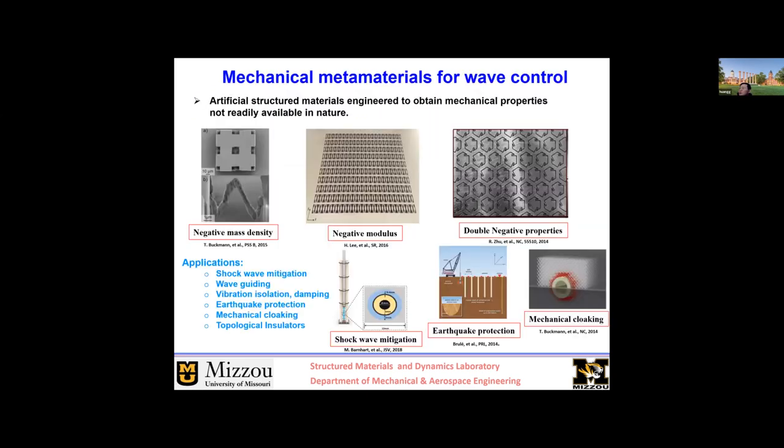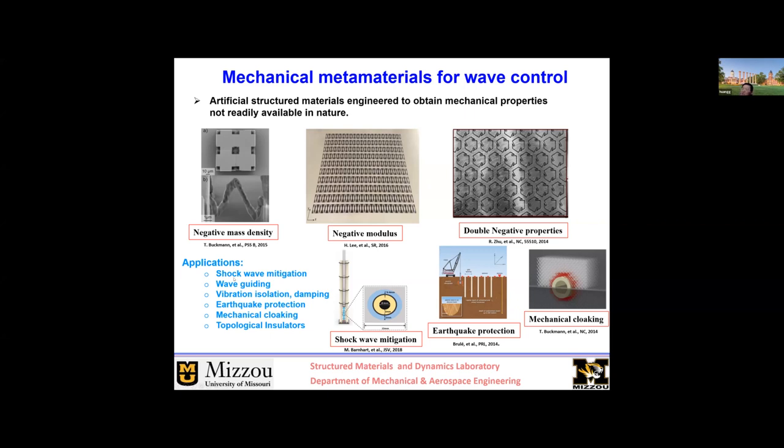Now everyone is very familiar with metamaterials. You can obtain some properties that are not really found in nature. Many people are doing static work, but here I will focus on how we can use metamaterials for wave control. Typically, if you want to realize wave control, you should realize negative mass density or negative bulk modulus, or simultaneously both.